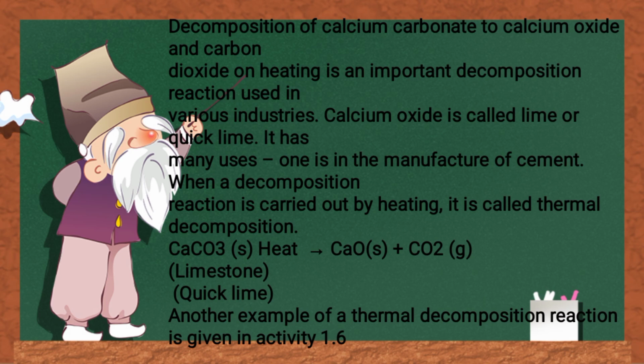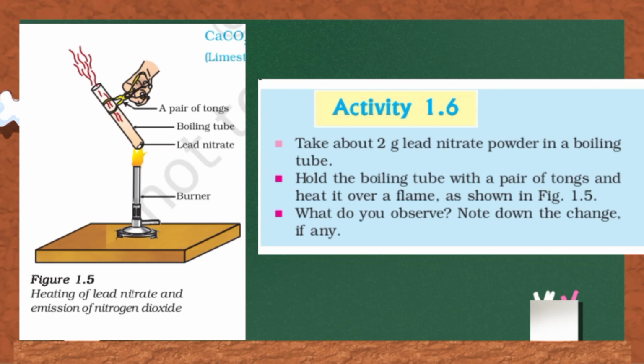So the limestone, that is quicklime, when given heat, will form calcium oxide and carbon dioxide. So this is also called thermal decomposition. Whenever you give heat to break a reactant to form two or more products, that is called a thermal decomposition reaction. Another example for this, let us see.